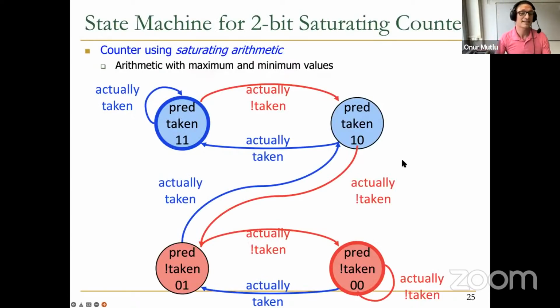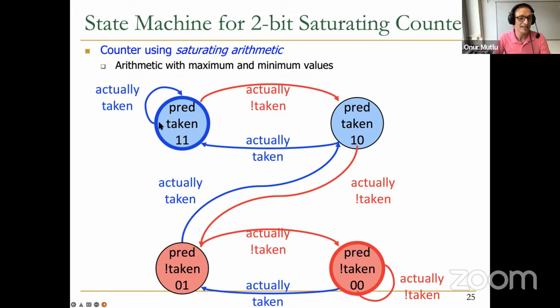But this is what the state machine looks like. Basically, we're going to have 2 states where we will predict the branch as taken, and 2 states where we will predict the branch as not taken. We're going to have a counter, and this is a 2-bit counter. This counter uses saturating arithmetic. Basically, there's a maximum value and a minimum value. Maximum value is 3, minimum value is 0. And if you saturate at that value, you cannot increment or decrement beyond the maximum and minimum values, respectively.